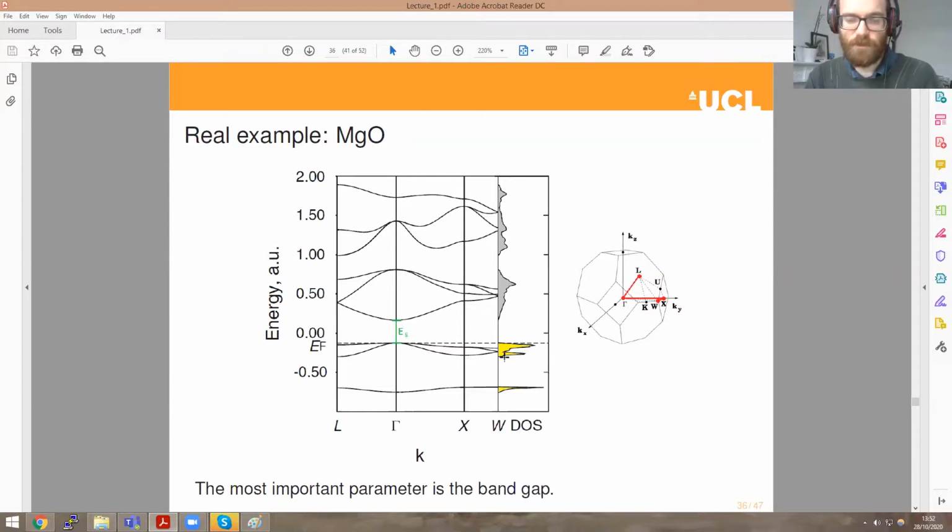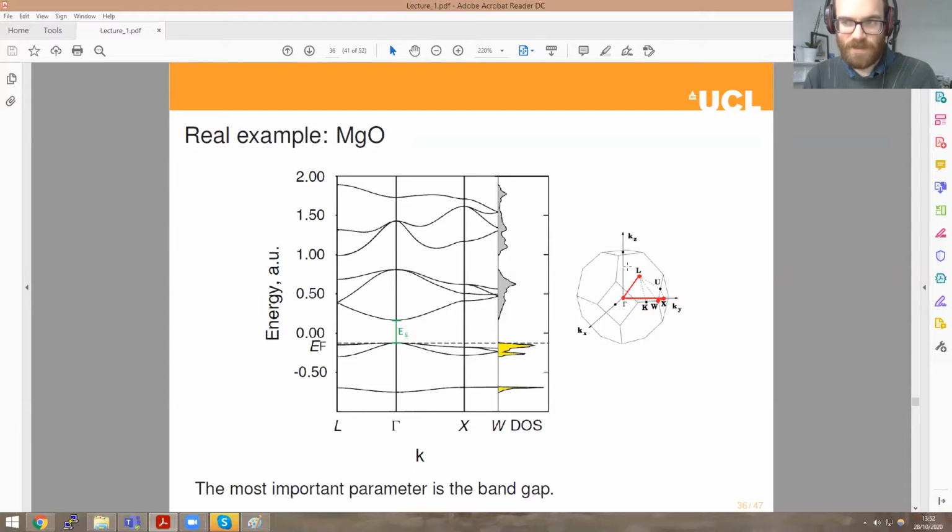You just add up how many states are available at each of these energies, and then you get something that looks a bit like this. So it makes a kind of statement about across all the different k-points in the system, how many states are available relative to the other k-points. And in that case, you can see the bands in terms of places where density of states is non-zero.